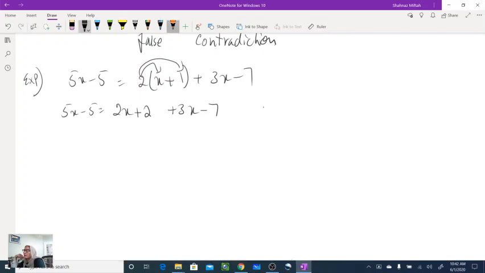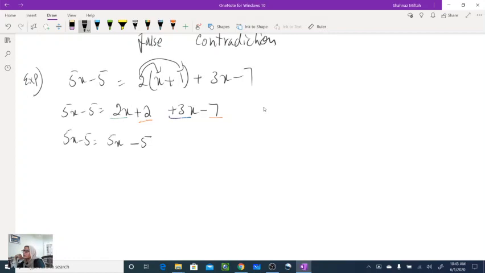Now if you pay attention, this 2 and 7 are my like terms, and they are on the same side, and also 3x and 2x are my like terms. So I'm going to combine all of them. 5x minus 5 is going to stay. 2x and 3x will give me 5x because they have positive signs. Negative 7 and 2 is going to give me 5 minus.